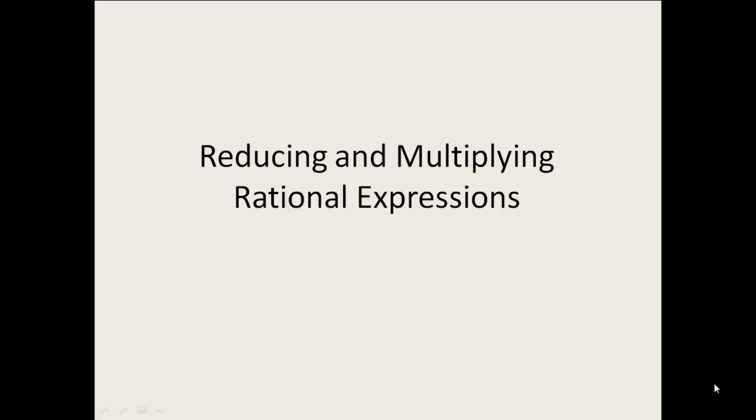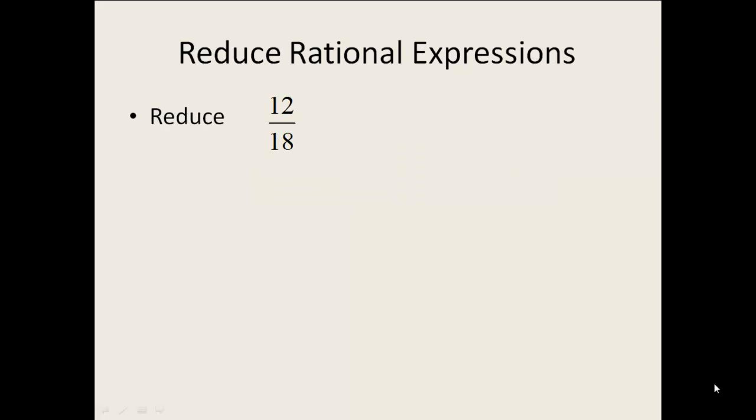We're going to look at reducing and multiplying rational exponents. Now, this first one here is just a regular old fraction, and remember, in order to reduce something, you need to have a common factor. So as I look at 12 over 18, I'm thinking to myself, what's the common thing that I could pull out of both of these?